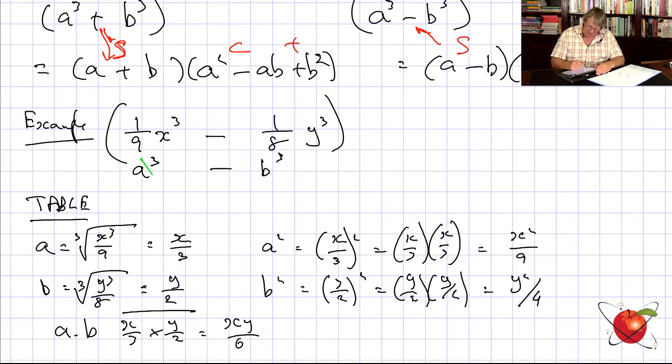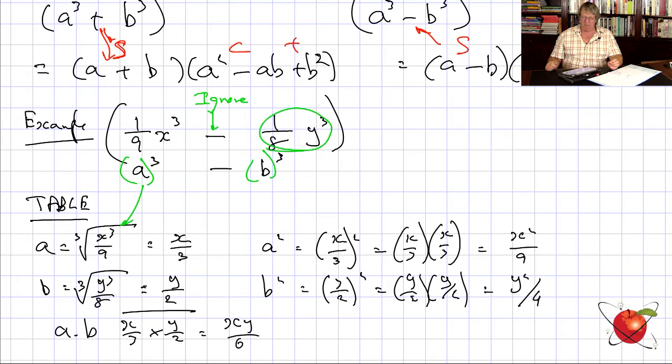So, a is always going to be the cube root of the first term. Okay, b is always going to be the cube root of the second term. All right, we ignore the sign. Don't worry about the sign. So there we've got that. Now you can see that there it is. The cube root of that is going to be y over 2.